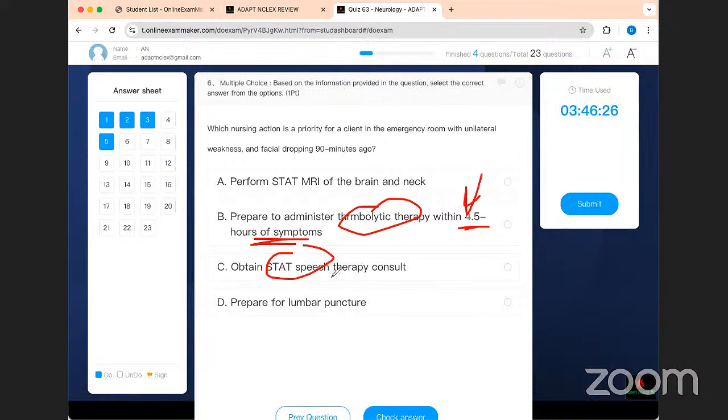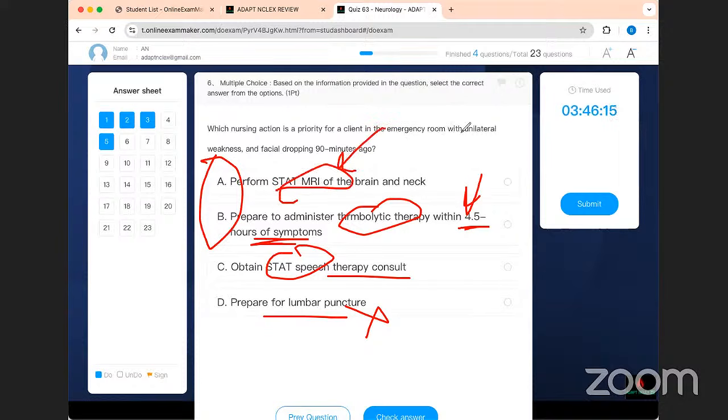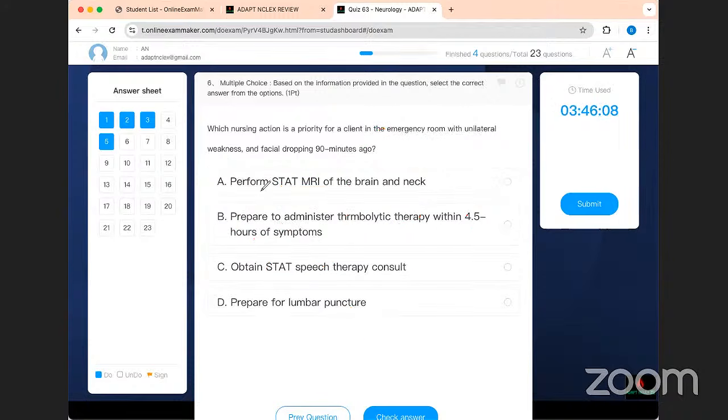Speech therapy is not going to help you at this time. Lumbar puncture is a bad option. So it's between A and B. We don't get MRI for acute stroke, right? We get a CT scan first. Therefore, I would choose number B. Okay, don't fall for it.